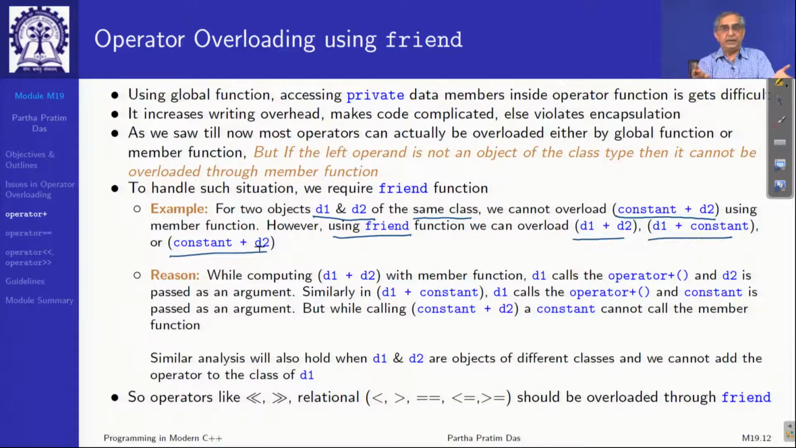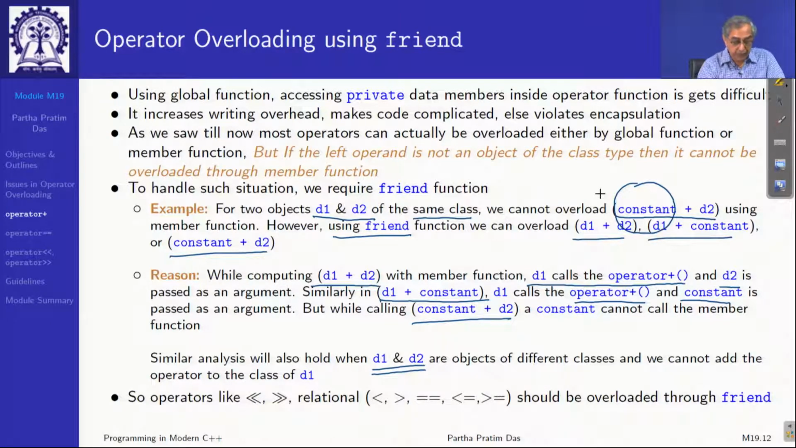Friend is, in this case, like the global function, except that it does not break the encapsulation for everybody. The reason is that while computing d 1 plus d 2 with a member function, d 1 calls operator plus and d 2 is an argument. Similarly, for d 1 plus constant, it calls operator plus and the constant is the second argument, but when we have constant plus d 2 we cannot do it, because a constant cannot call a member function. A similar analysis holds not only when the other mixed parameter is a constant, but also when it is an object of a different class, which is what happens in the case of IO streams as well; we will come to that. So, operators like streaming and relational should be overloaded using the friend function.